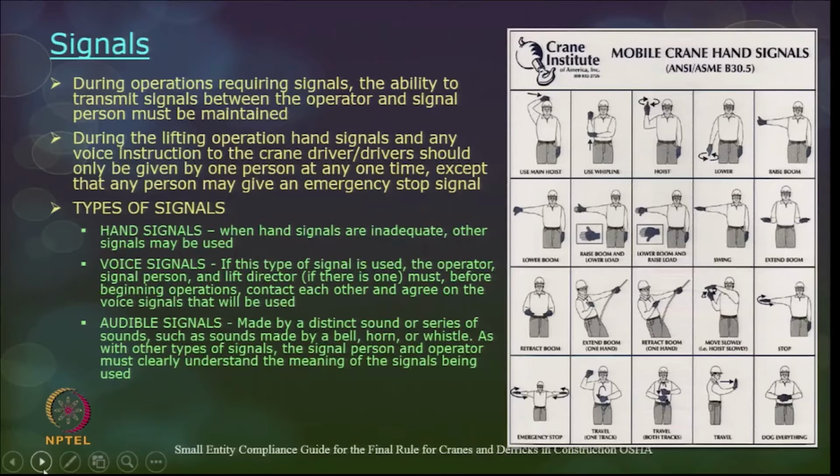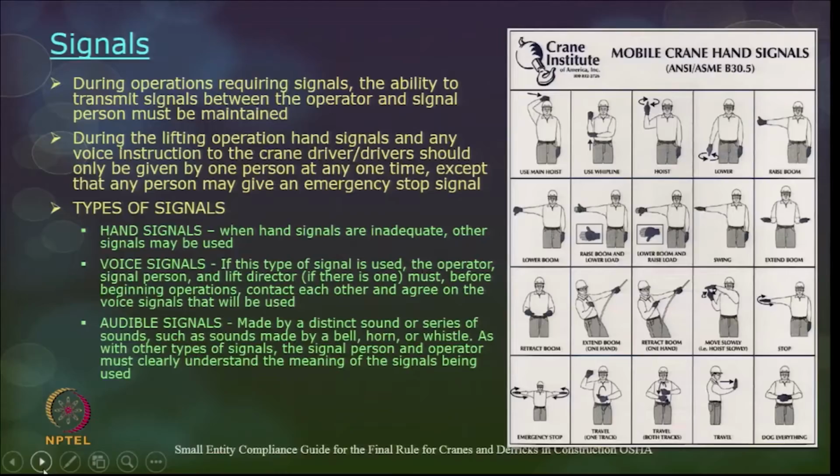Voice signals, if the voice signal is used, the operator and the signal person and lift director must, before beginning the operation, understand how the communications are and what is the platform used for voice signals and what are the key words which are used, and what is the meaning of those words should be clearly understood. Sometimes there is an audible signal also which is approved, which can be in the form of a bell, horn or a whistle, and that is also allowed in terms of signals.